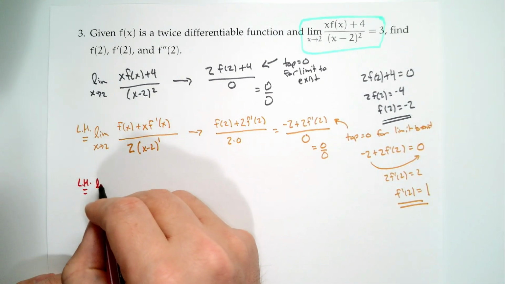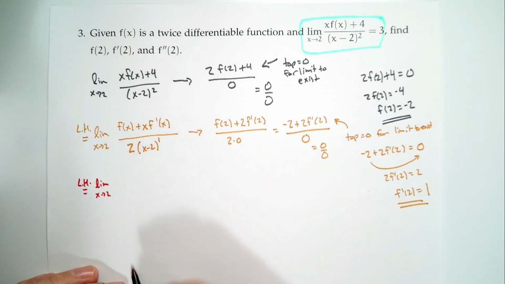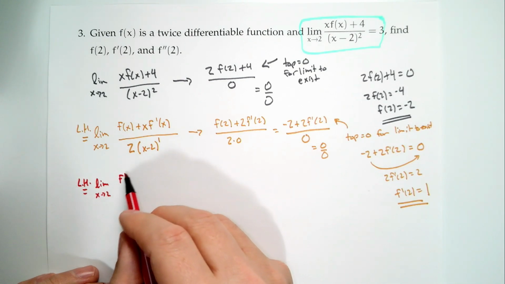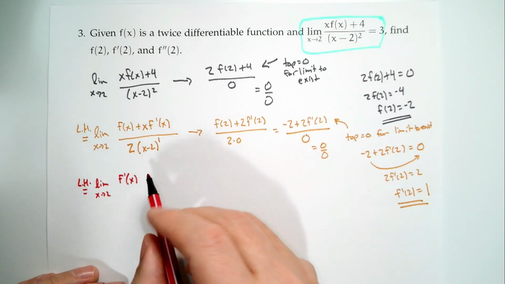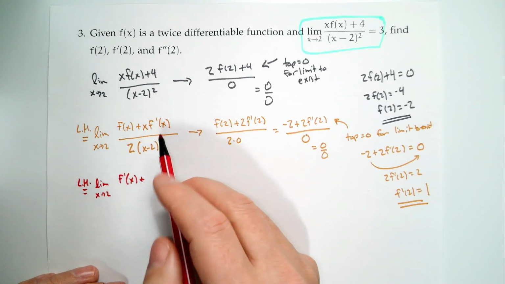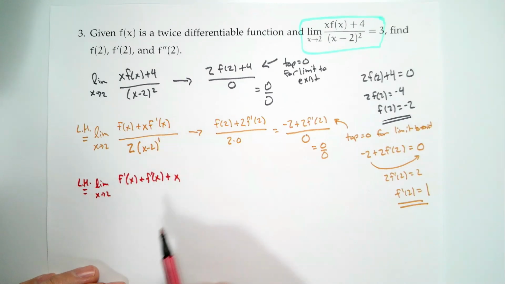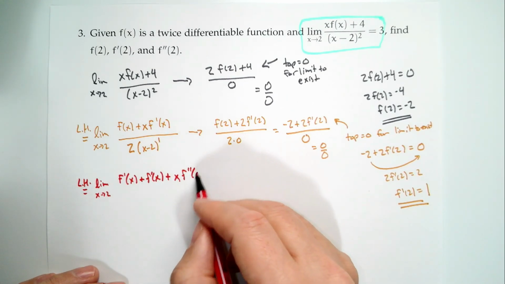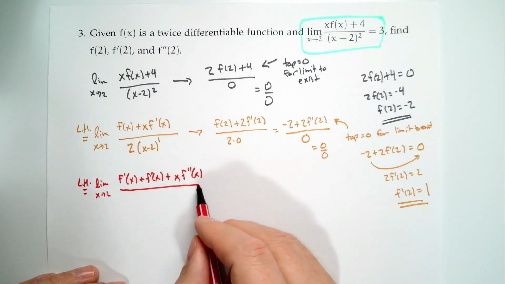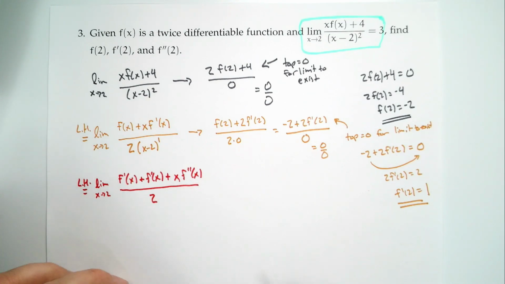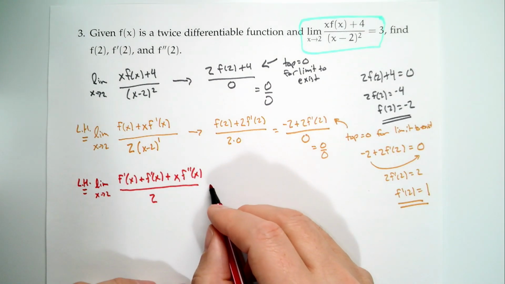All right, limit as x goes to 2. Upstairs we have the derivative, f prime of x, then product rule again: plus the derivative of the first, which is 1, times f prime of x, plus x times the derivative of f prime, which is f double prime. That's going to be divided by the derivative of 2 times x minus 2, which is 2. And now we're like, whoa, game over, right? Because that's not going to be 0.